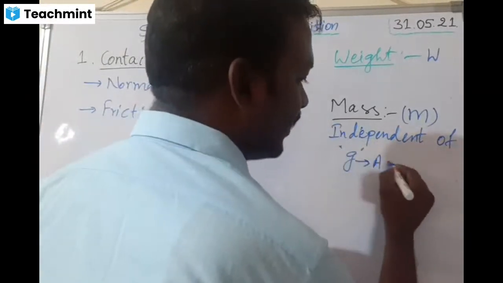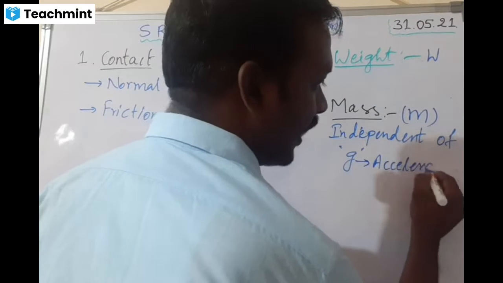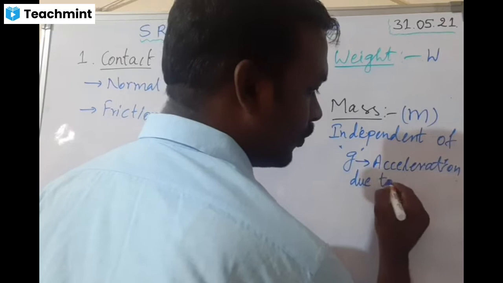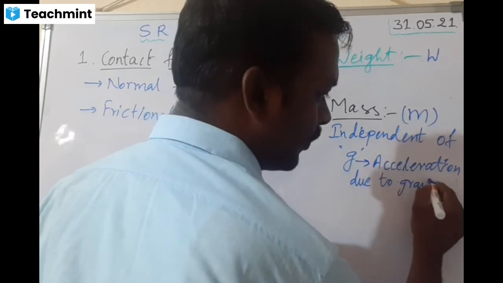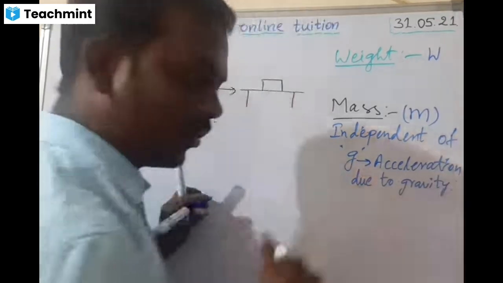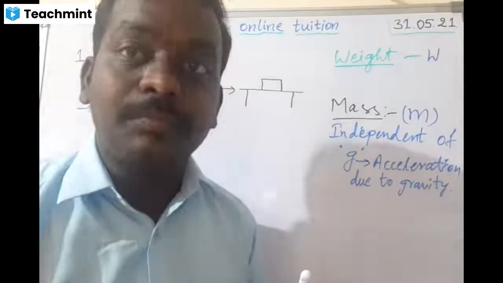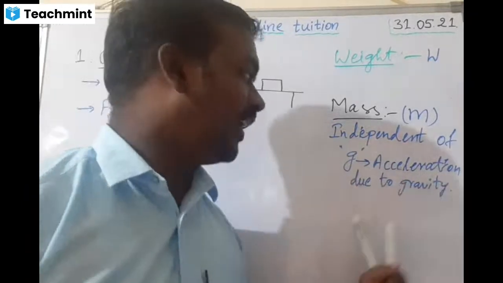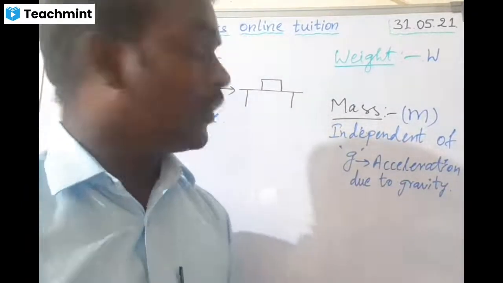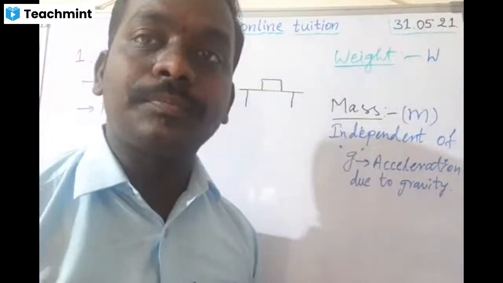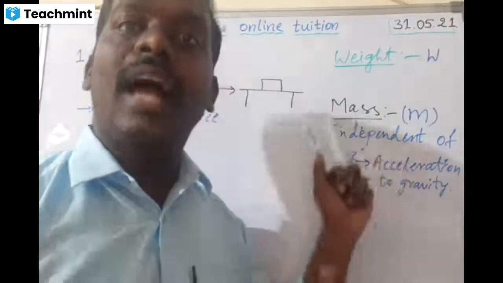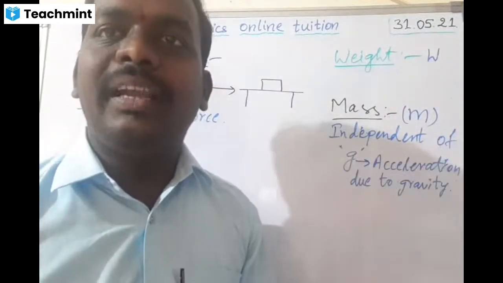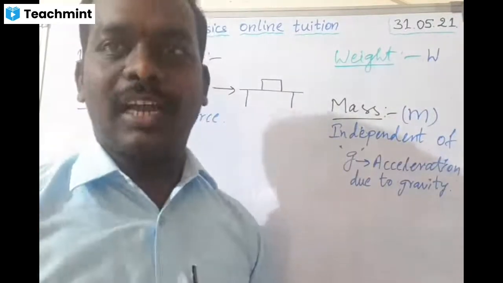G is what, Anna? Acceleration due to gravity. The object is going to get some acceleration due to some gravitational force. So that's what we call acceleration due to gravity. Okay. So the mass is independent of acceleration due to gravity, whereas the weight depends upon the acceleration due to gravity.